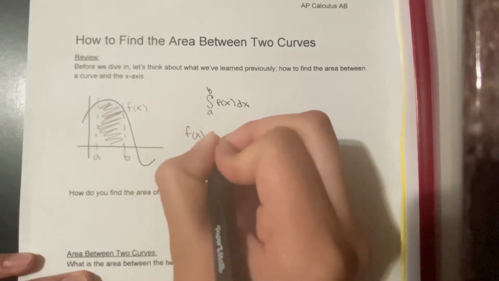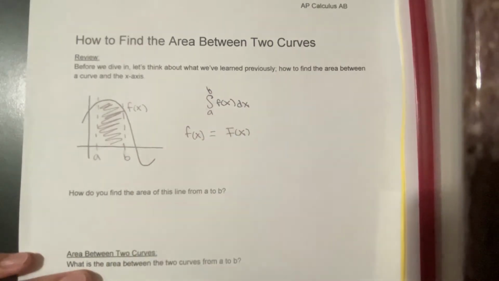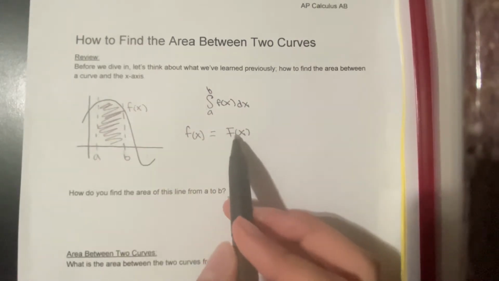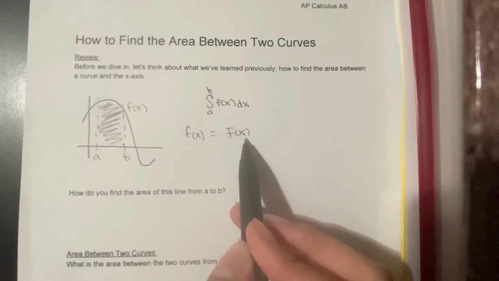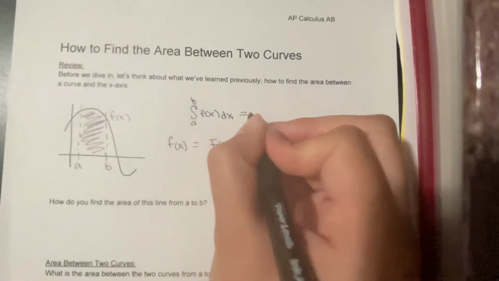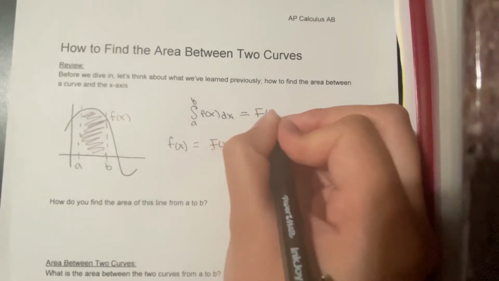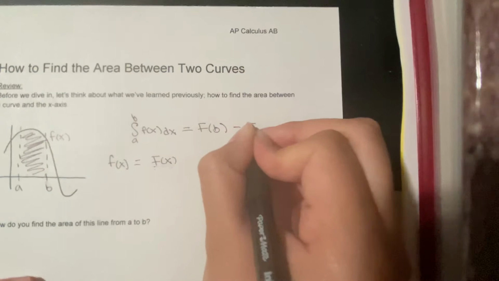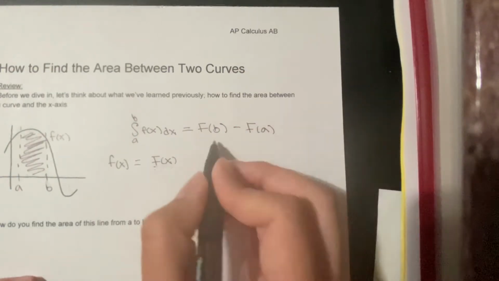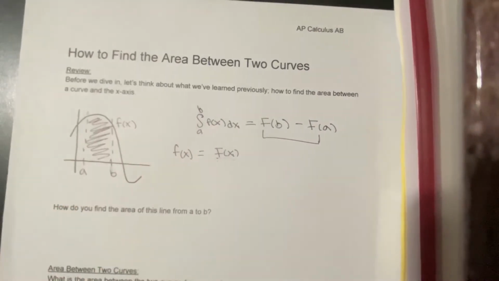Now, using the second fundamental theorem of calculus, we also know that little f of x is the derivative of big F of x, and by using that logic, capital F of x is the antiderivative of little f of x. And we know that to find the area of this shaded region right here, we have to subtract F of a from F of b. And this is how we're going to find the area of this shaded region from A to B.